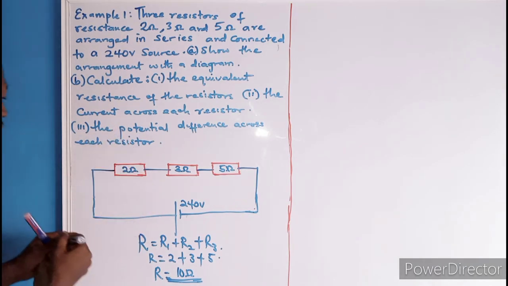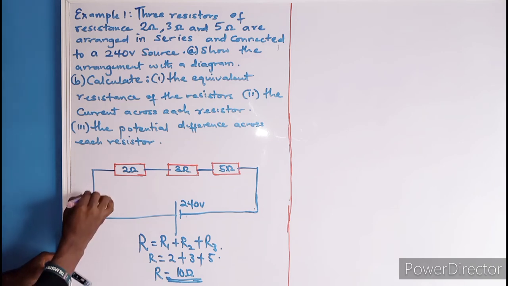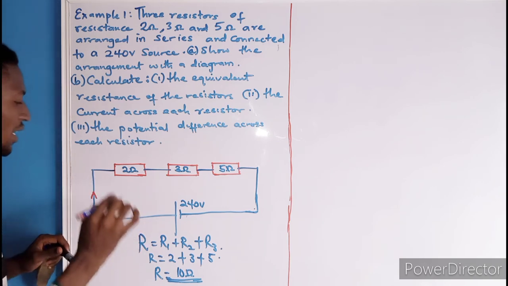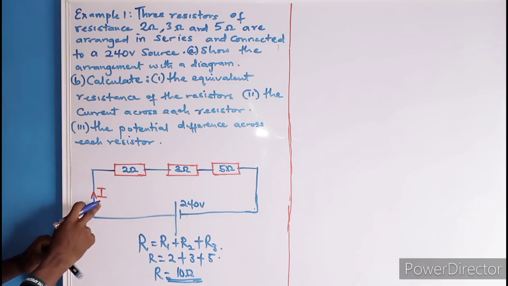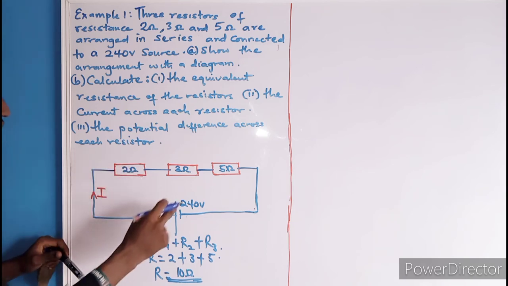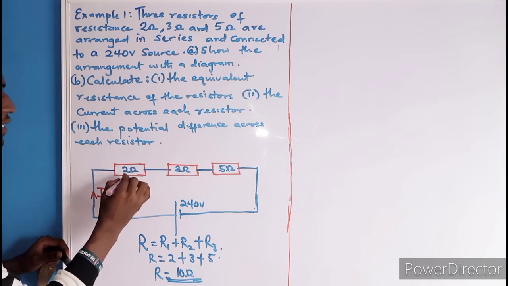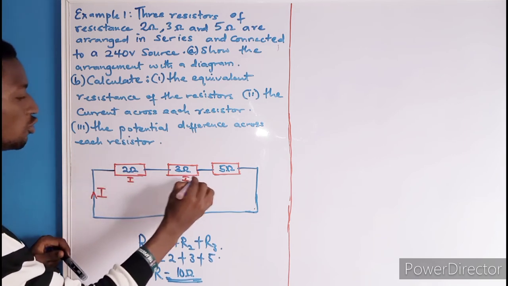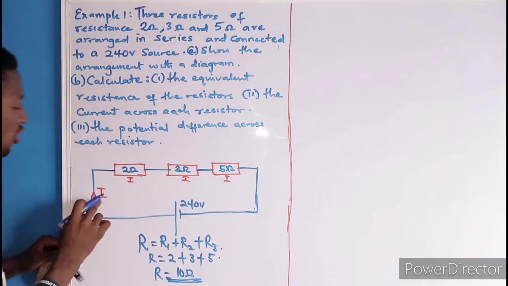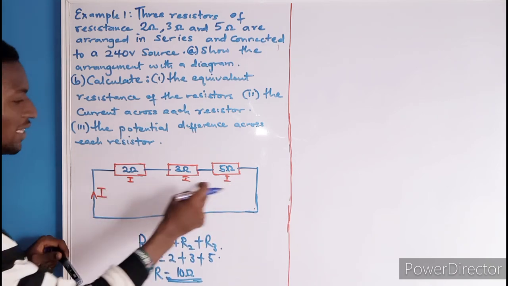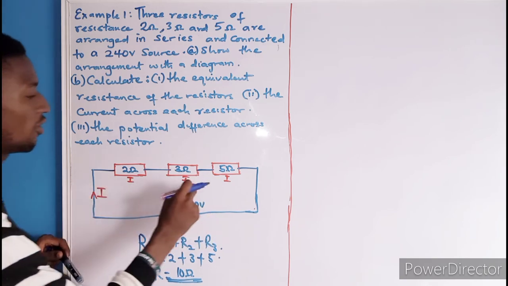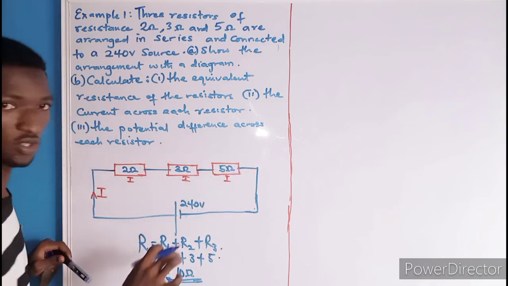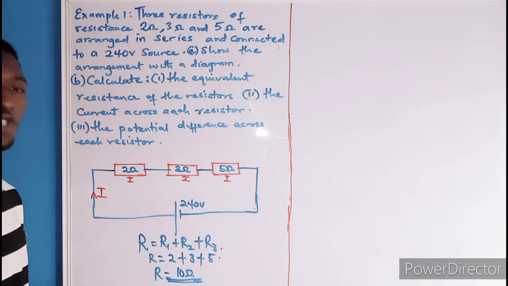Now, very good. You must be careful here because those keynotes are very much essential to use here. If this is used to represent the current across the source voltage, don't forget the current here will also be the same, true for arrangement in series. So if this is I, this is I, this is I, this is I. So the I that is produced by the source voltage is the same as the current that flows across each of the resistors. Now we can simply use Ohm's law.